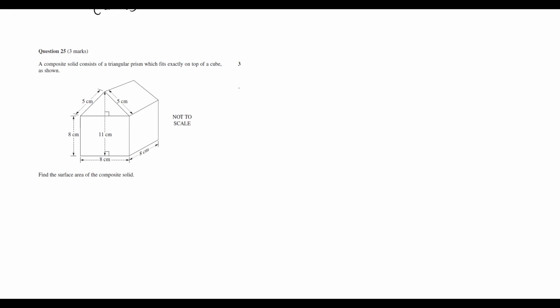So that means that we'll have 5 times, what's the area of one of these squares? 8 times 8. And so computing that, we get a value of 320, and this is going to be in centimeters squared. All right, so we've done all the different sides of this cube.